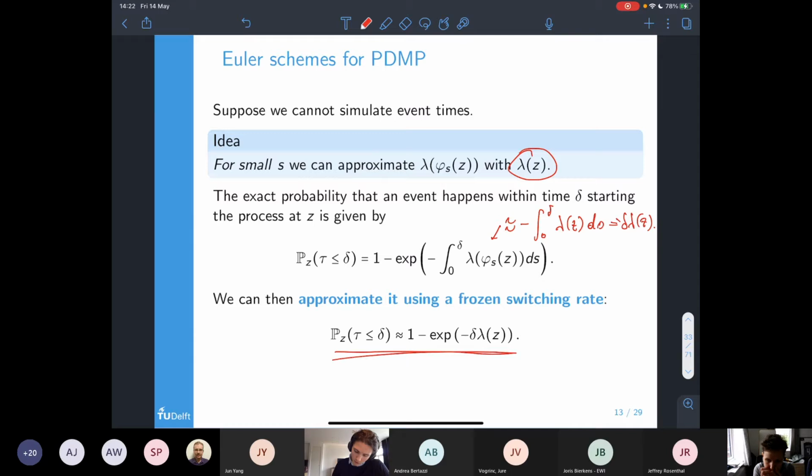But in general, I would also like to say that phi of s will be Lipschitz, or at least I think it's a very reasonable assumption. And therefore, for a small s, we're not moving that much.